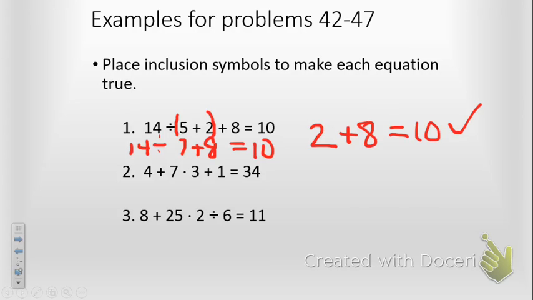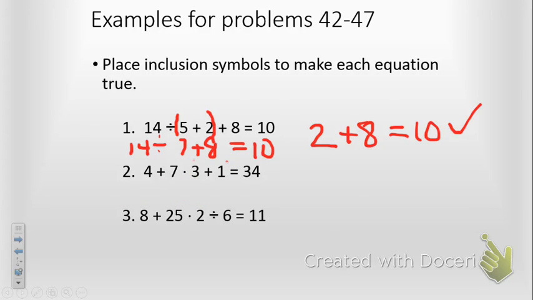Next one, number 2. 4 plus 7 times 3 plus 1. Let's say I put it around the 3 plus 1. Sometimes this is just kind of a guess and check. Let's try that out. 4 plus 7 times 3 plus 1. Oh, wait. I want to rewrite it. 3 plus 1 is 4 equals 34. Let's check. What's 7 times 4? That's 28. 28 plus 4 is? Oh, that's 32. That's not right.